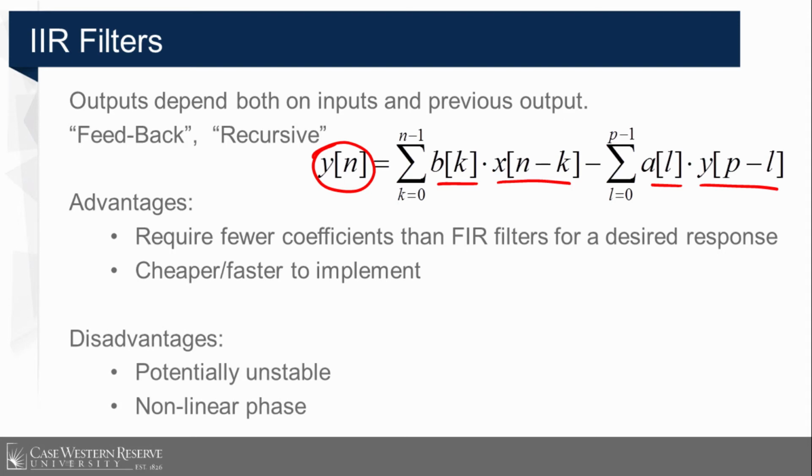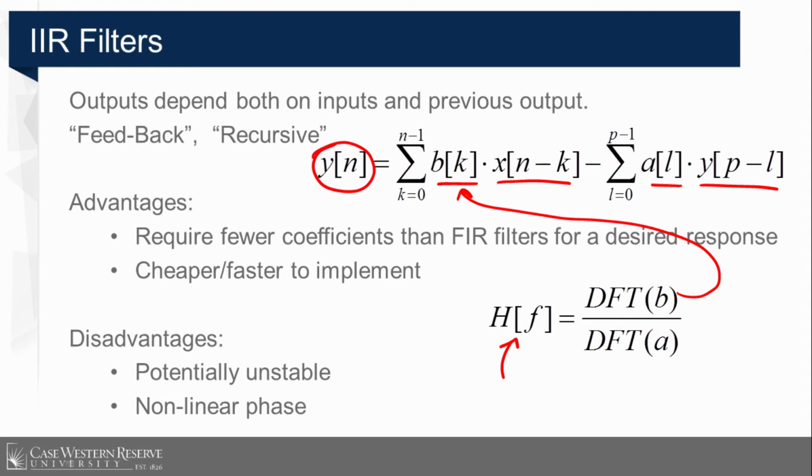These filters can be unstable. If we look at the frequency response of these filters, we can very roughly calculate this as the discrete Fourier transform of all of these coefficients applied to our inputs, divided by the DFT of these coefficients which we multiply our outputs by. And so this ratio could have a very strange nonlinear phase. This is one of the major disadvantages of these IIR filters, that we have to be very careful about their properties before we start applying them to generate outputs.